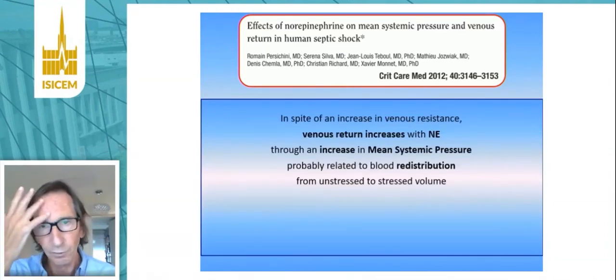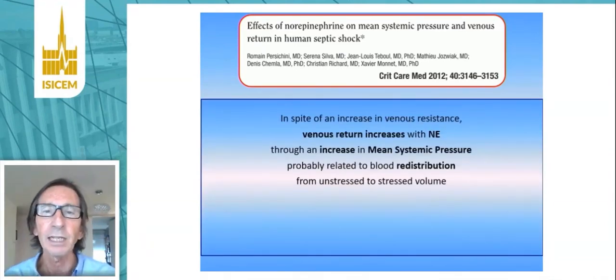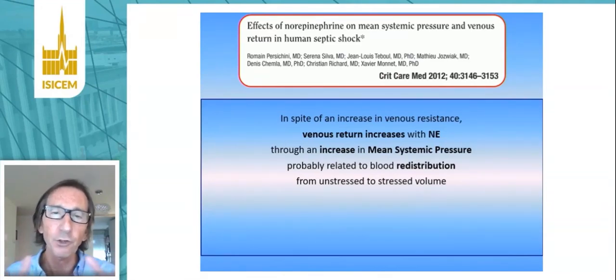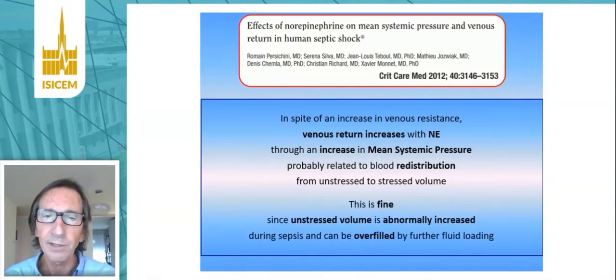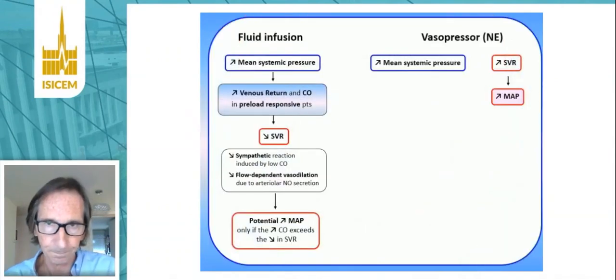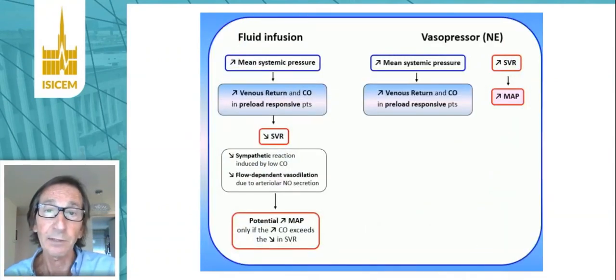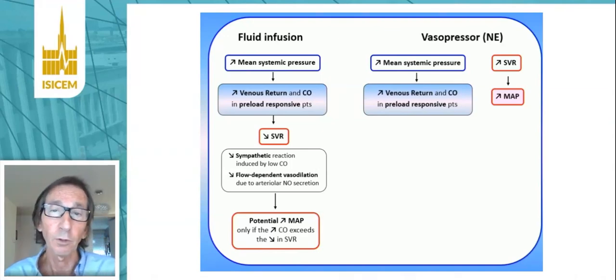So therefore, in spite of an increase in venous resistance, venous return increases with norepinephrine through an increase in the mean systemic pressure. And this is probably related to blood redistribution from unstressed to stressed volume. And this is fine because unstressed volume is normally increased during sepsis and can be overfilled by further fluid loading. So the combination of norepinephrine with fluid can be beneficial for this increase in the mean systemic pressure. This increase is associated with increase in venous return and cardiac output only in preload responsive patients again.